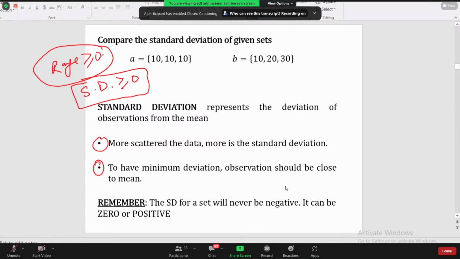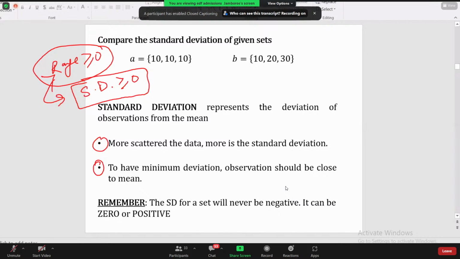And finally, to have the minimum standard deviation, we need to have the observations closer to the mean. So if the terms are very close to the mean, automatically the deviations would be lesser, and automatically the standard deviation will be lesser. And finally, standard deviation of the terms, like range, is always going to be greater than or equal to 0. Standard deviation can never go negative.